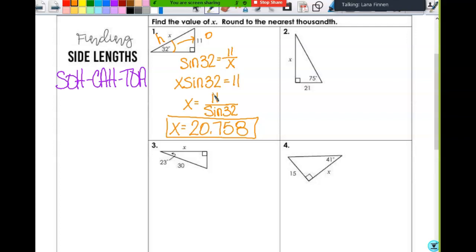All right, so let's look at number 2. So here's my angle. Across from x is the opposite side. I'm not using the hypotenuse, so this is adjacent. So which trig function am I using?